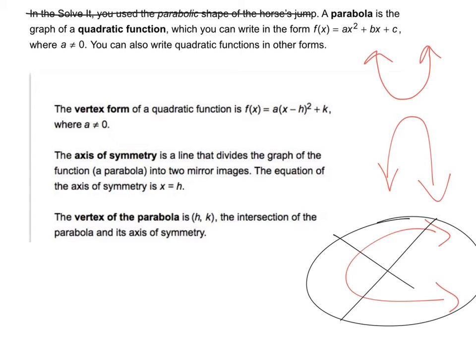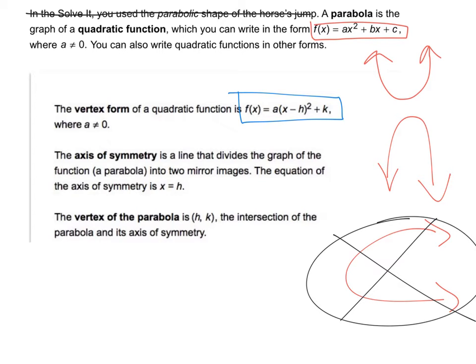Most of the time, they're going to be written in one of two forms. You have your standard form, which I just put a box around. And in this video, we're going to talk specifically about vertex form. So that's something you definitely want to write down, where it's f of x equals a times the quantity of x minus h squared plus k.